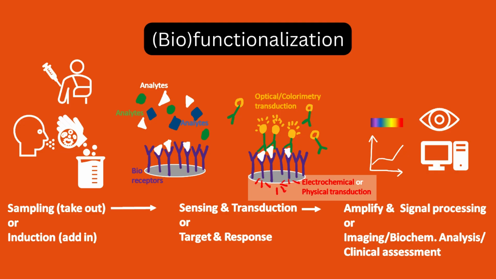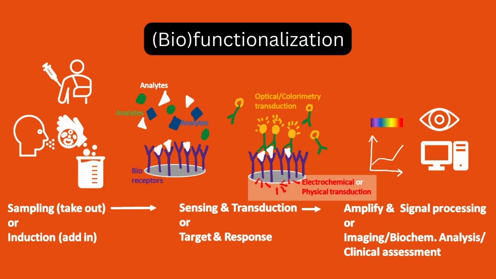Biofunctionalization is the process of modifying a material's surface so it can interact with biological systems, like molecules, cells, or tissues. In diagnostics, we use it to detect specific targets in samples like saliva or blood. Surfaces are functionalized with chemical groups or biomolecules like antibodies to improve specificity. When the target binds, it creates a measurable signal, called transduction, which might be optical, electrochemical, or physical.